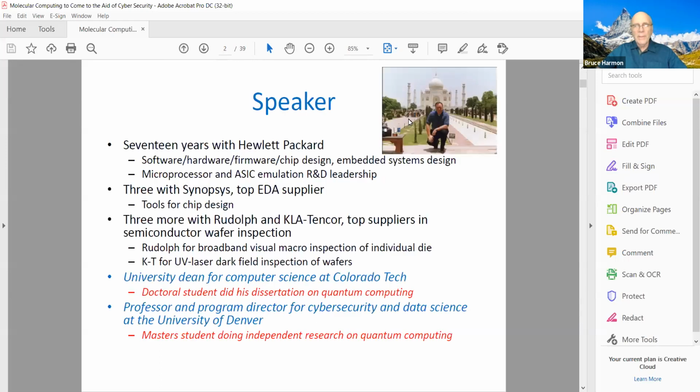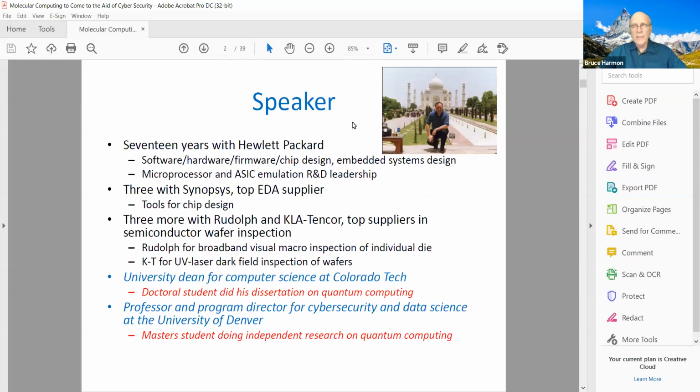Under the hood of the quantum computer, then, just a little bit about me before I get started. 17 years with Hewlett-Packard, where I was a developer, software, hardware, firmware, and integrated circuits, and then leadership of small and large teams doing that. 3 years with Synopsys, the top EDA, electronic design automation supplier, making tools for integrated circuit design.